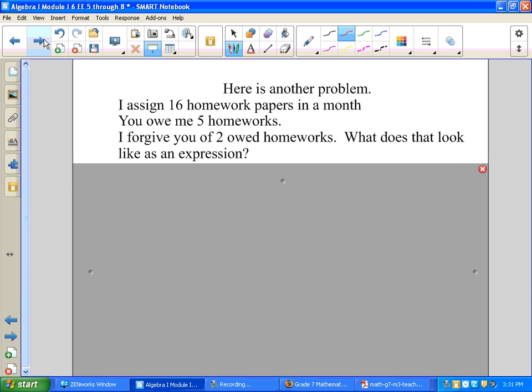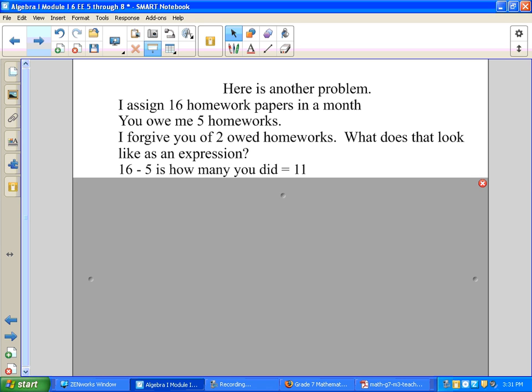Here's another problem. I assigned 16 homework papers in a month. You owe me 5 homeworks. I forgive you of 2 owed homeworks. What does that look like as an expression? Baby steps. 16 minus 5 is how many you did. You did 11 of them. You owed me 5. There were 16 total. Owe means subtract.